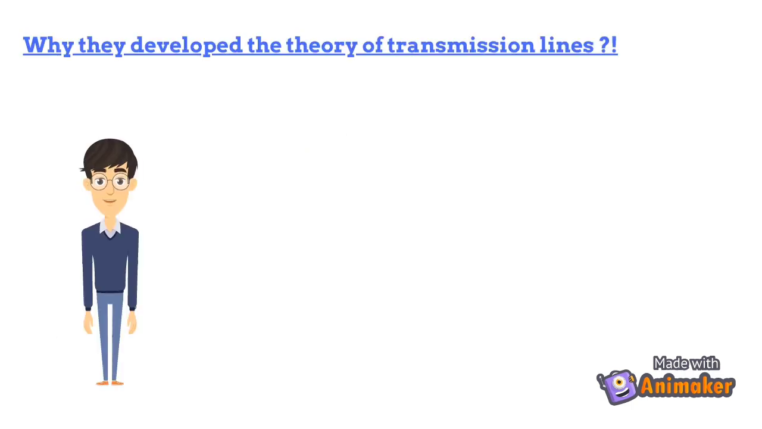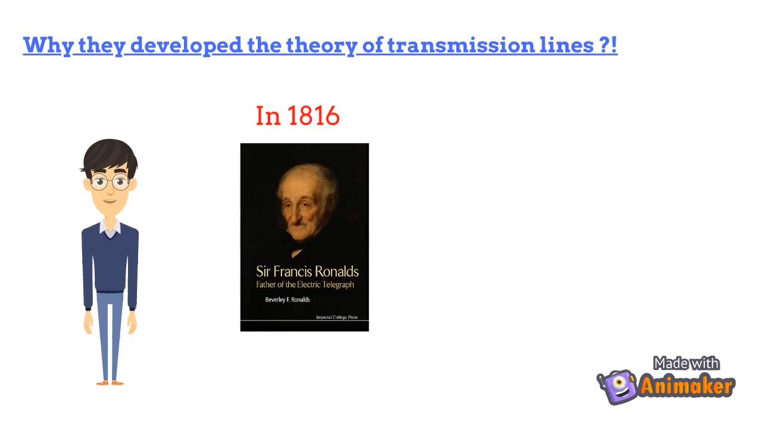But first, let's think about something interesting, which is why they developed the theory of transmission lines. To know the answer to this question, we need to go a little bit deep into history. Earlier, in 1816, Francis Ronalds observed that some electrical signals were retarded in passing through insulated wires, but they didn't know what caused it.